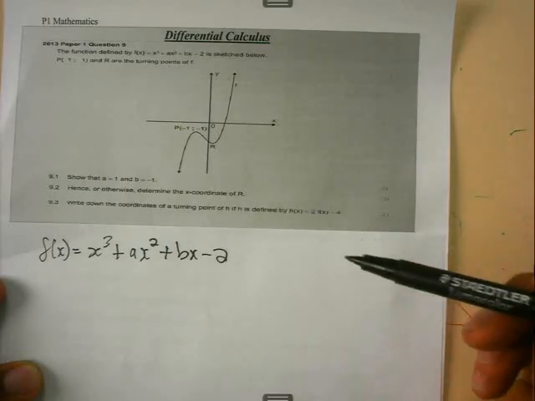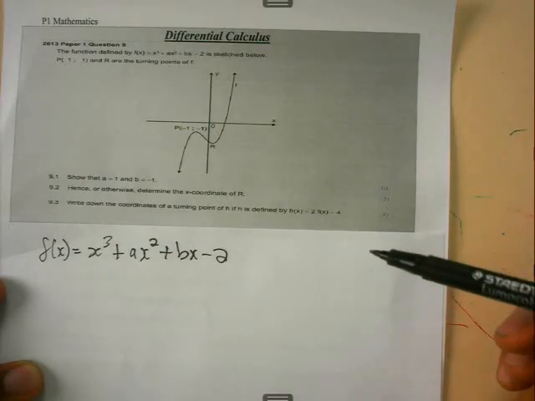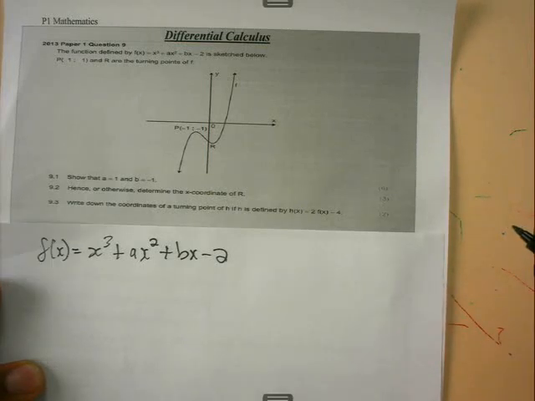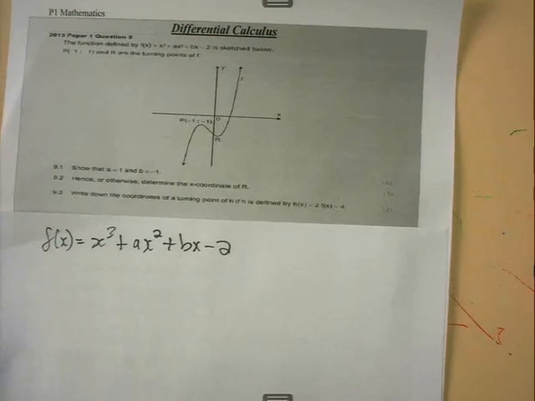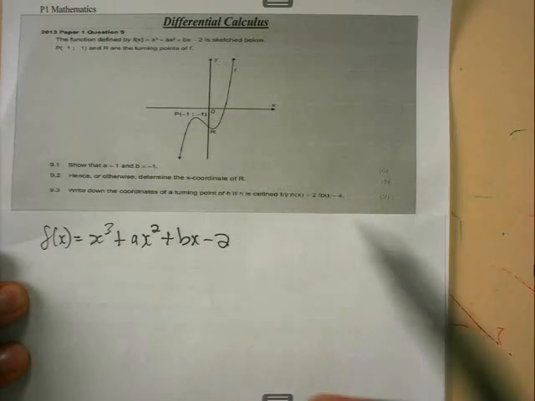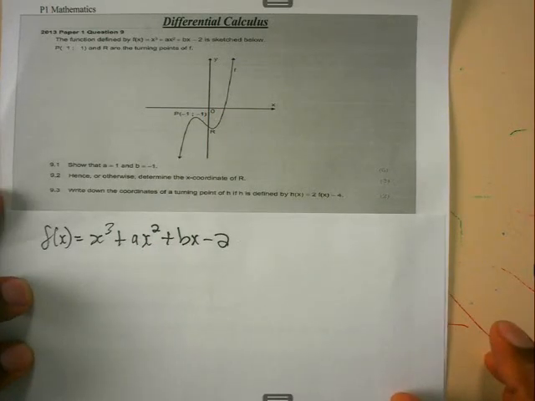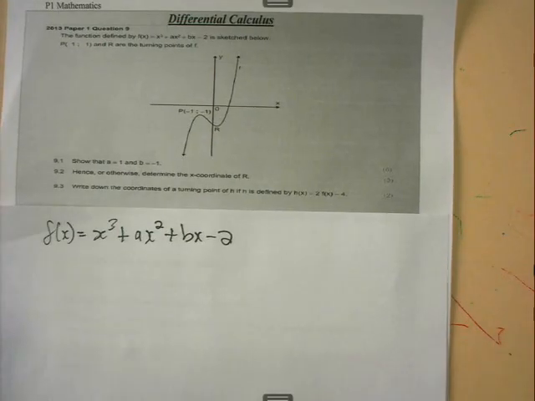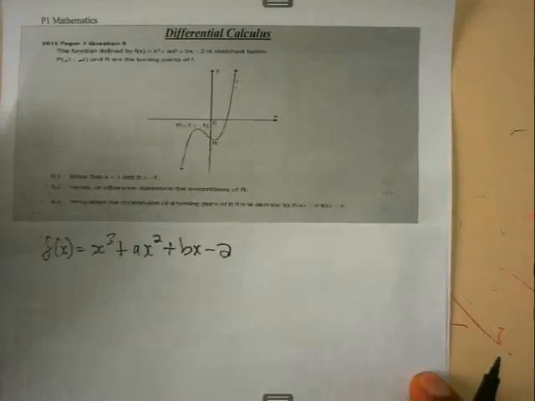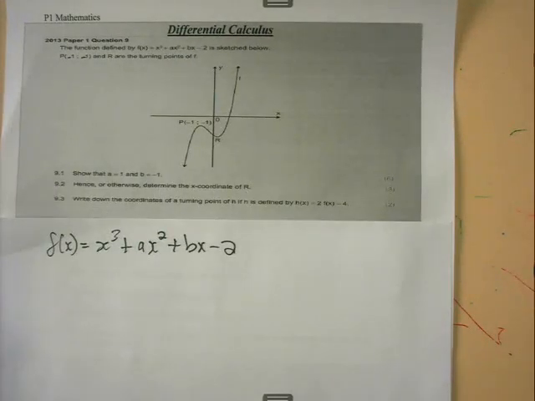P and R are turning points of f, but we only have P, whose x coordinate is 1 and y coordinate is also 1. We don't know the coordinates of R. Now 9.1 says, show that a is equals to 1 and b is equals to minus 1. Of course, boys and girls, P is a turning point. At the turning point, we have the x as well as y.